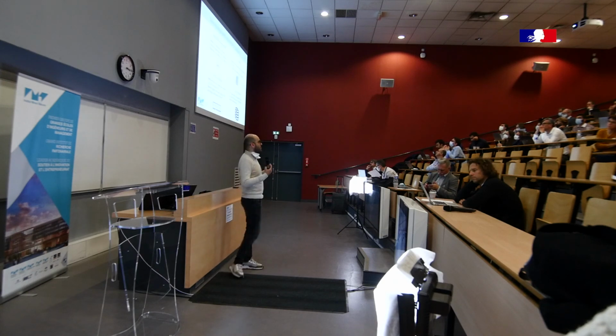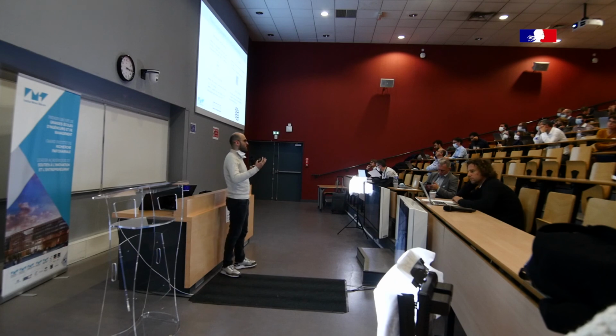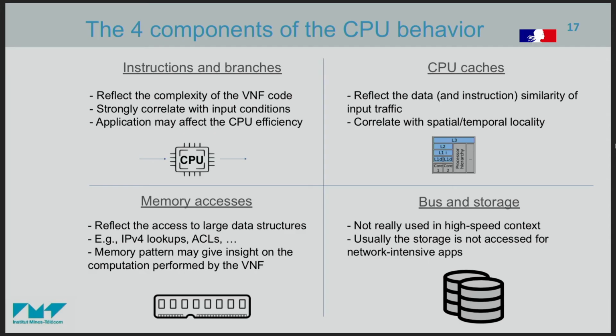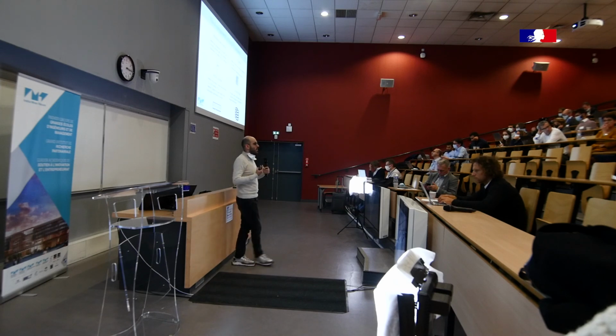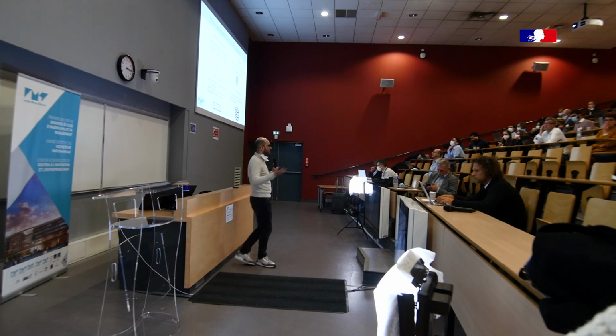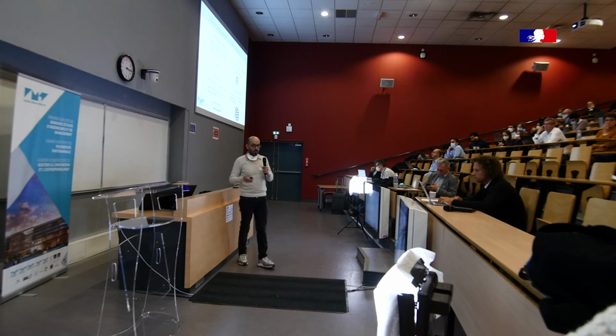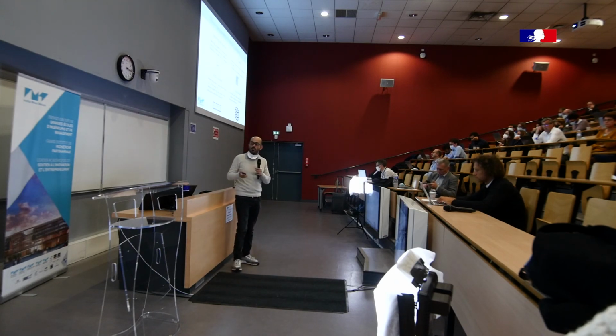So first of all, we understand how the CPU behaves with respect to the traffic that is flowing through the network. So we have several components. I'm not going into the details, but we can guess that some of the low-level information, such as the instructions and branches, are directly correlated with the complexity of the code, or the number of memory accesses at RAM level are, of course, connected with the data structures that you used, which may be linked lists, hash tables, or more complex ACLs, access control lists.